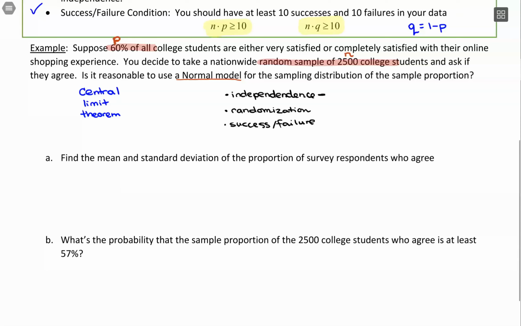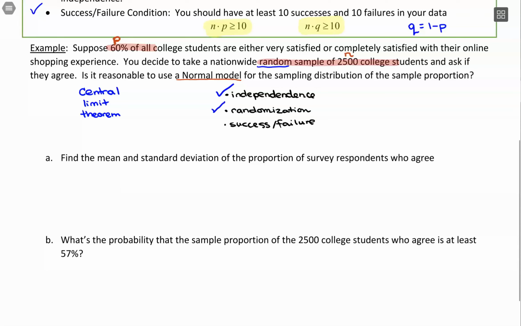So independence, when it's going to be sampling people, the easiest way to think about it is that 10% condition. So 2,500 college students, that's less than 10% of all college students. I'm not going to ask you to write an explanation here, but that would be what I would write out. Really, I just want to know that you thought about, like, is there independence here? Are there answers influencing each other? Which, no, there isn't. So just write down independence with a little check mark to show you thought about it, and we're good to go. Randomization, we'll have that because they say it's a random sample, so we're all good there.